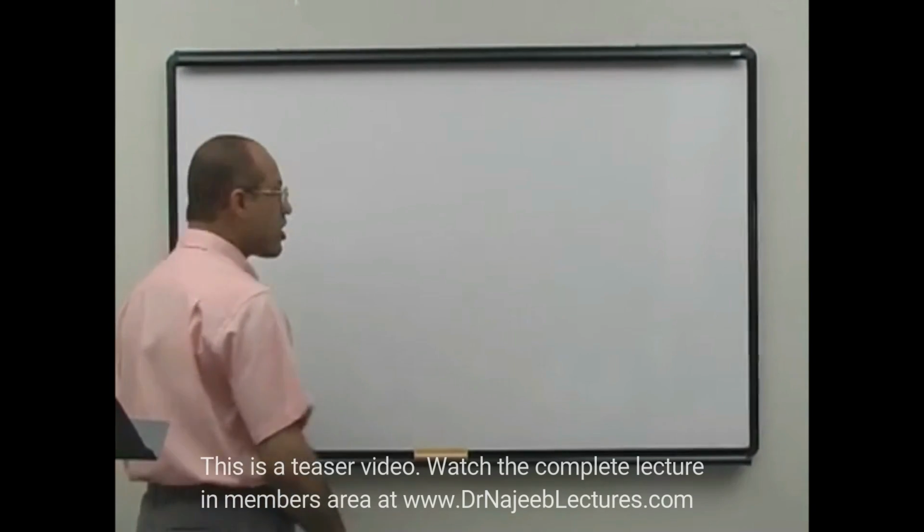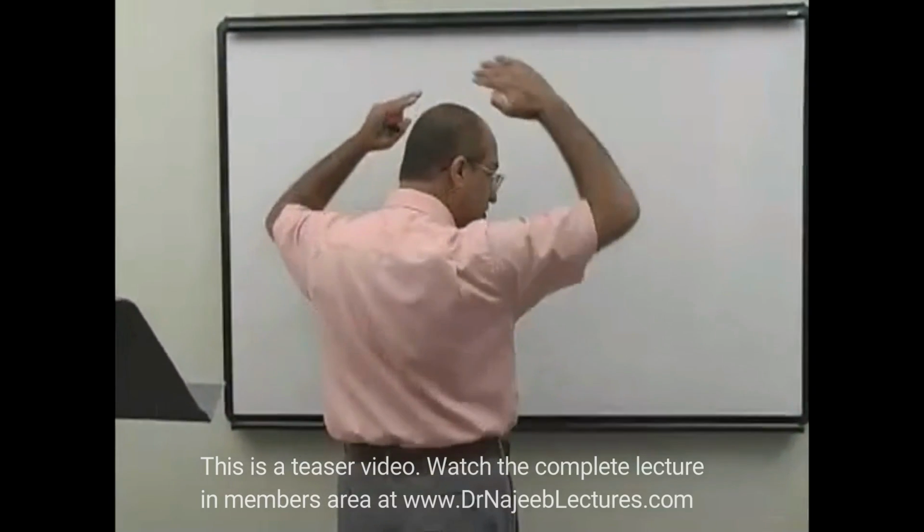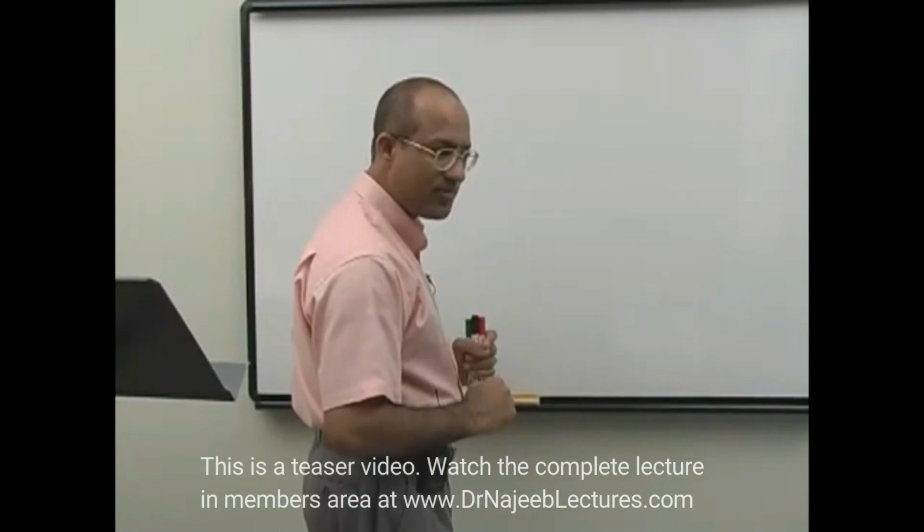Okay, now I will draw a diagram like this. You are making a section from here in such a way that this section is passing through the fourth ventricle. Is that right?